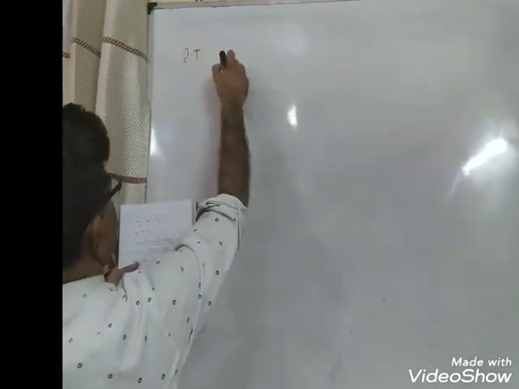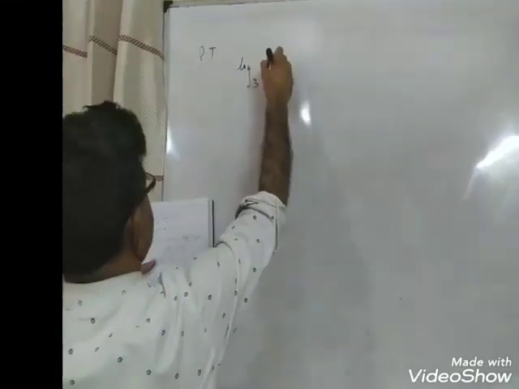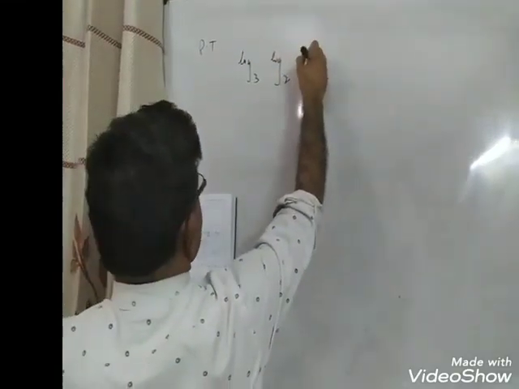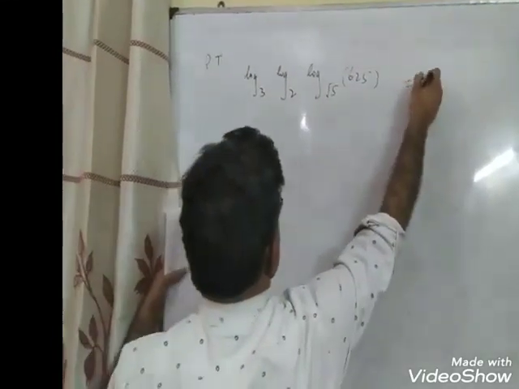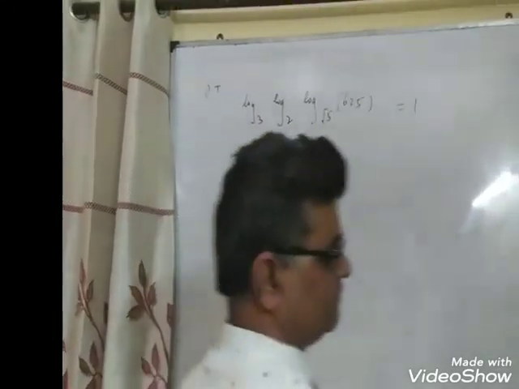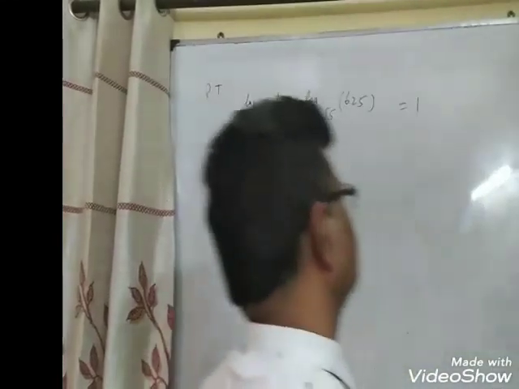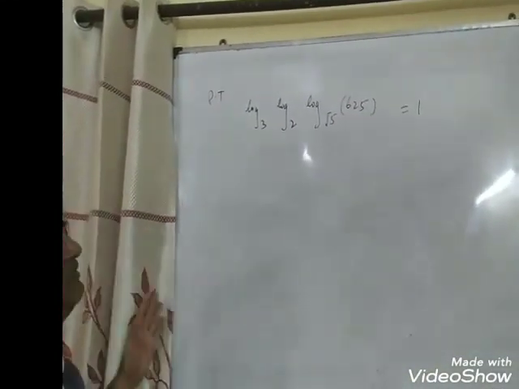Prove that log base 3 of log base 2 of log root 5 of 625 equals 1. Then how to prove it? So we are starting from here.